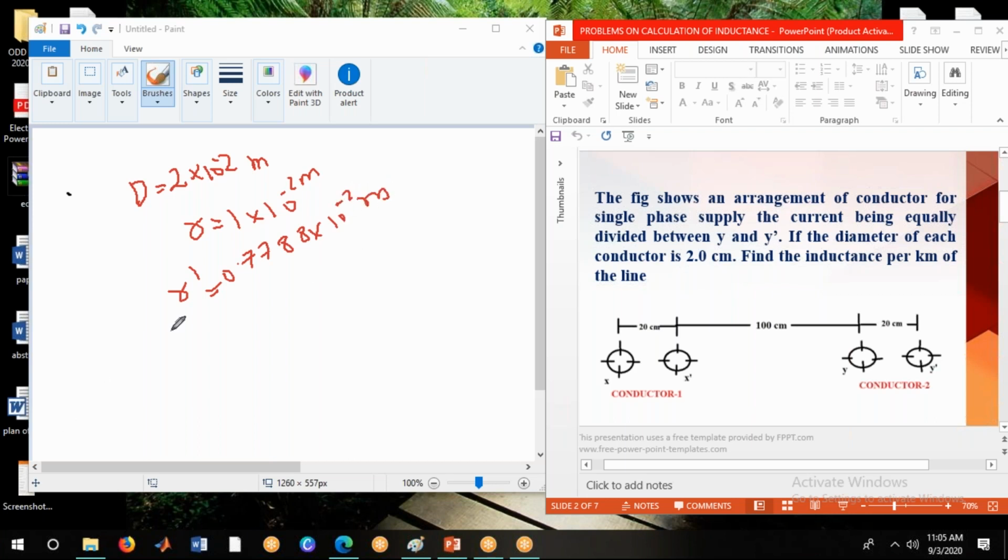Now, for finding the inductance: the figure shows the arrangement of conductors for a single phase supply. The current is equally divided between y and y dash, and the diameter of each conductor is 2 centimeters. Find the inductance per kilometer of the line. So we have to find the total inductance of conductor 1 as well as conductor 2. What is the formula for inductance? Total psi by I.